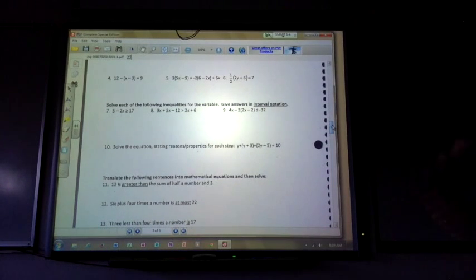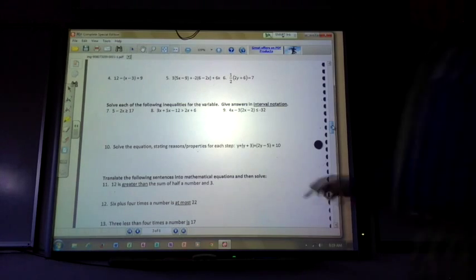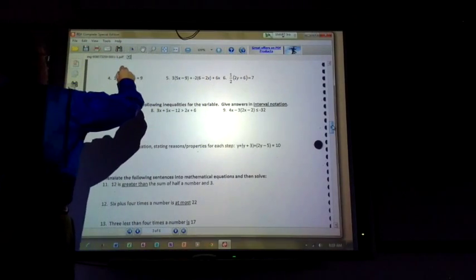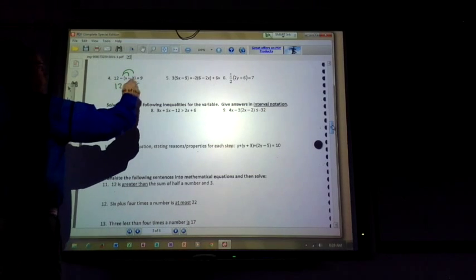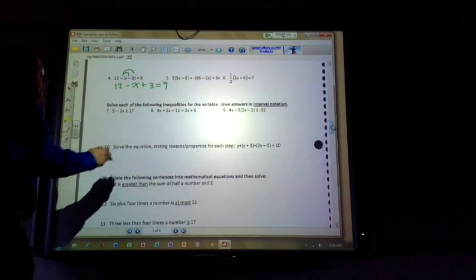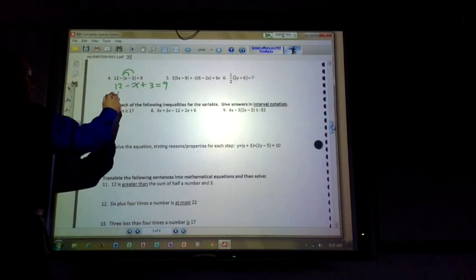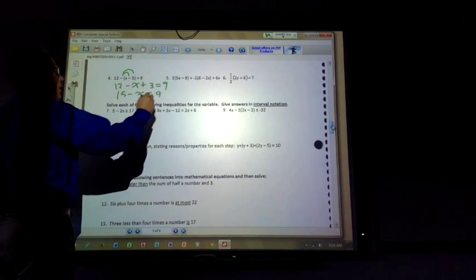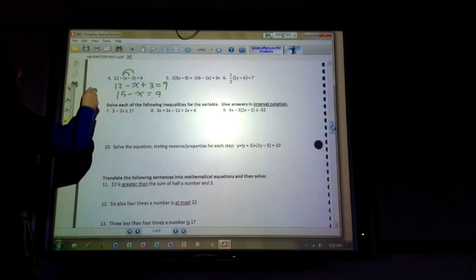All right, problem number 4. What should we do? Subtract 5. Not yet. Wait, number 4? Sorry. Distribute negative 1. Yeah, distribute the negative 1. The negative preceding, so distribute that here and here, so I get 12 minus x plus 3 equals 9. Combine like terms, so you get 15 minus x equals 9. Subtract 15, so we get negative x equals negative 6. So x equals what? 6.